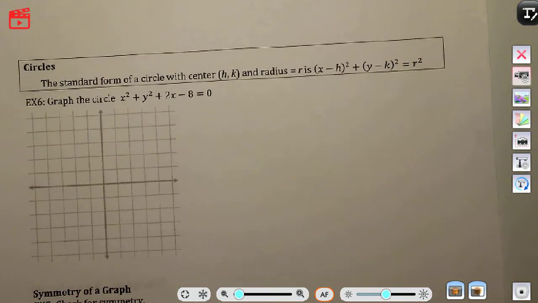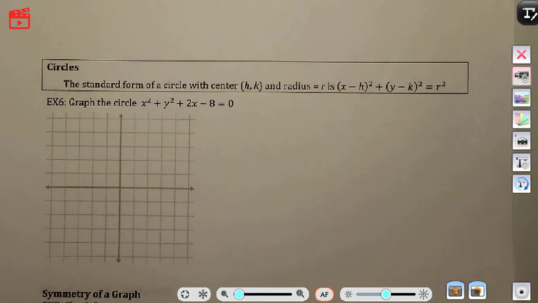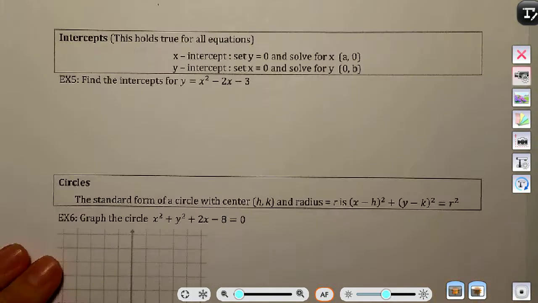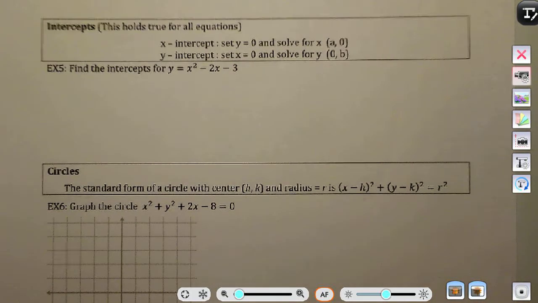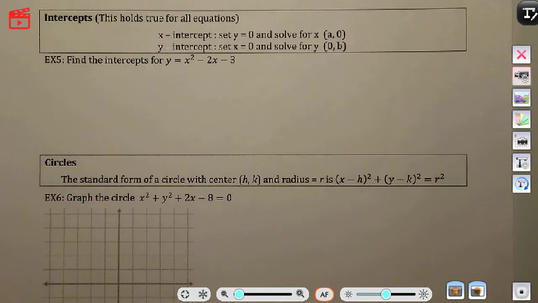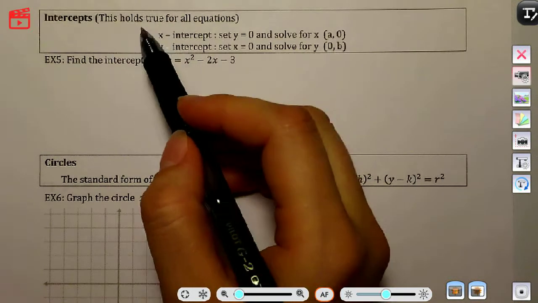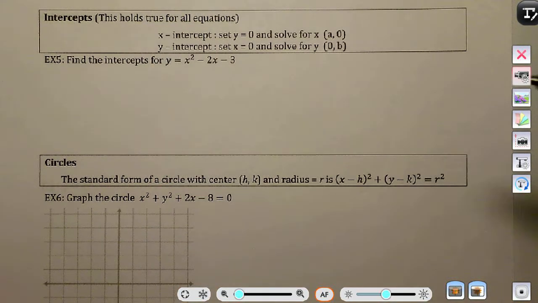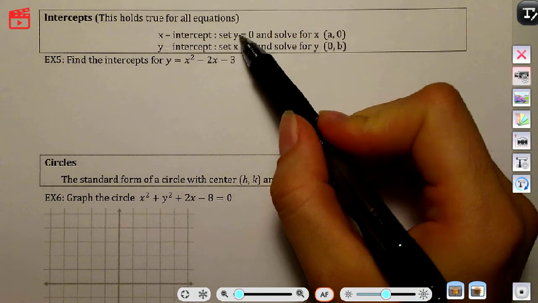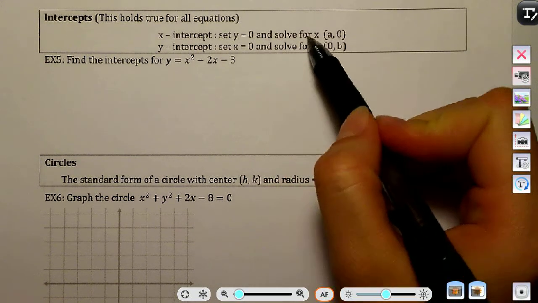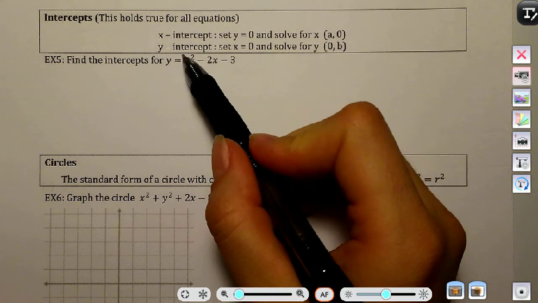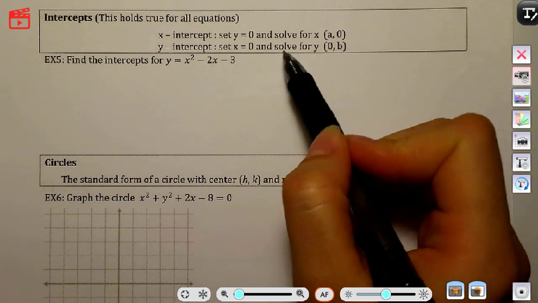All right, now that took some time. Okay, so here we are, moving on. Intercepts, very important idea, the intercepts. And notice it says this holds true for all equations. So if you're working with parabola, lines, any equation you can think of, when you're graphing the intercepts, this is how you always find them. If you want the x-intercept, you're going to make your y value equal to 0 and solve for x. Y-intercepts, you're going to set x equal to 0 and solve for y.